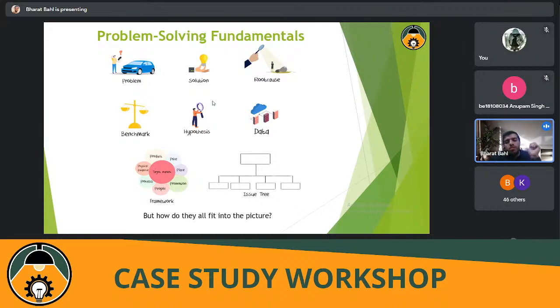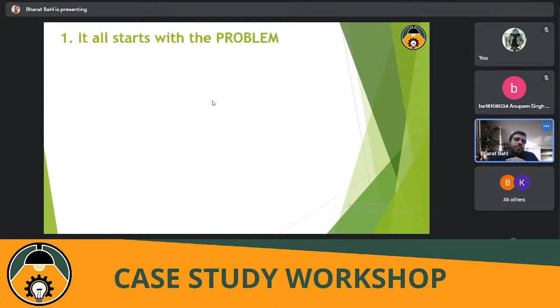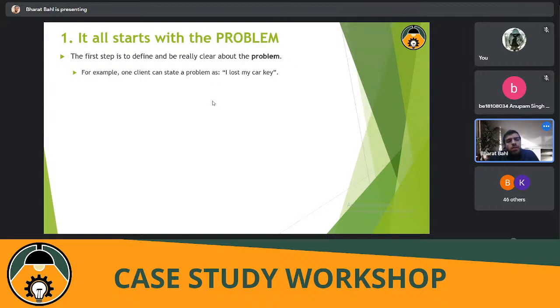But the question is, how do we do all this? इन सब चीजों को हम करेंगे कैसे? Yeah. So first of all, it all starts with a problem. First of all, we need to look at what the problem is. So the first step is to define and be really clear about the problem.